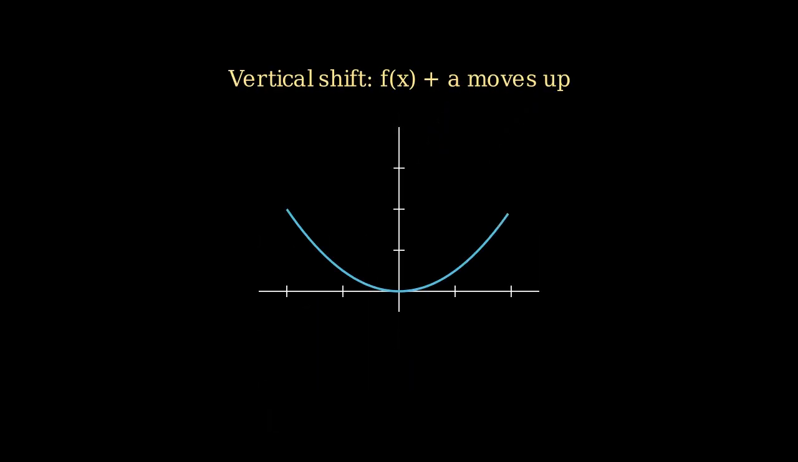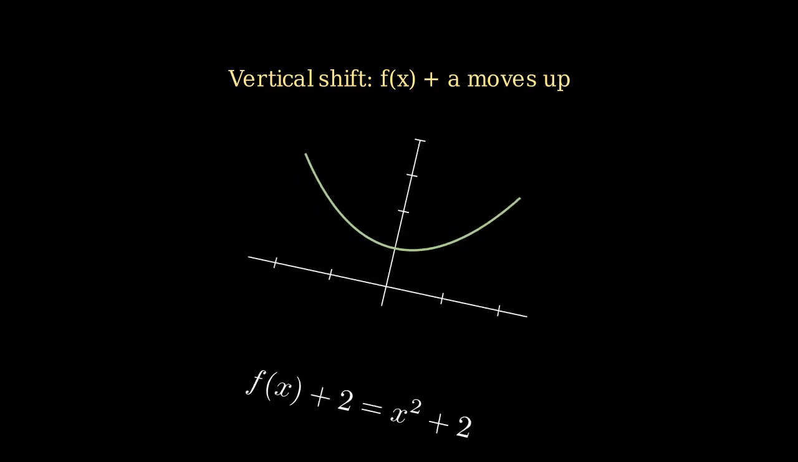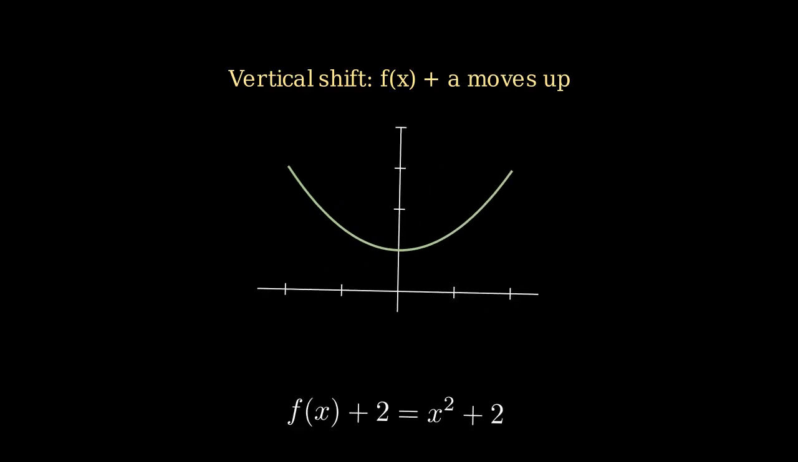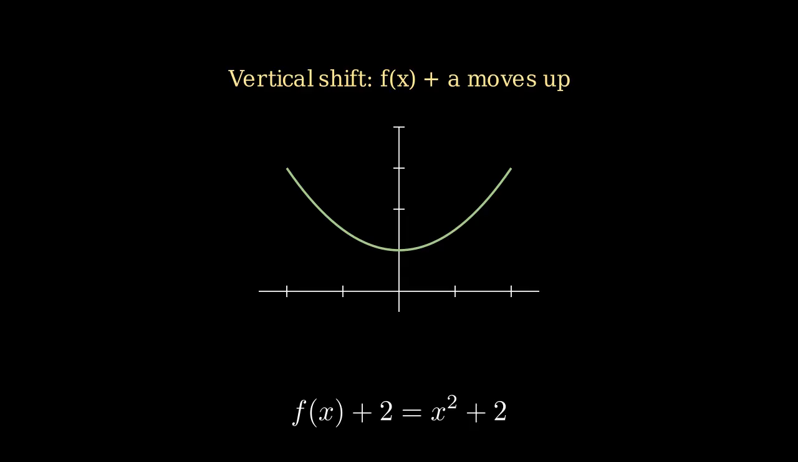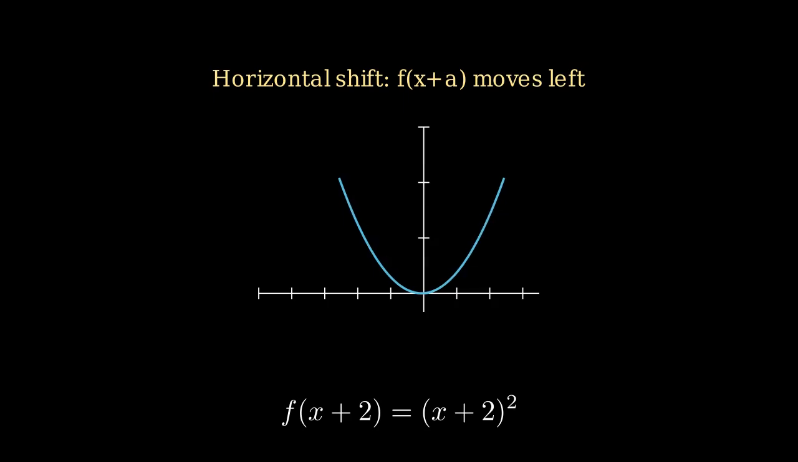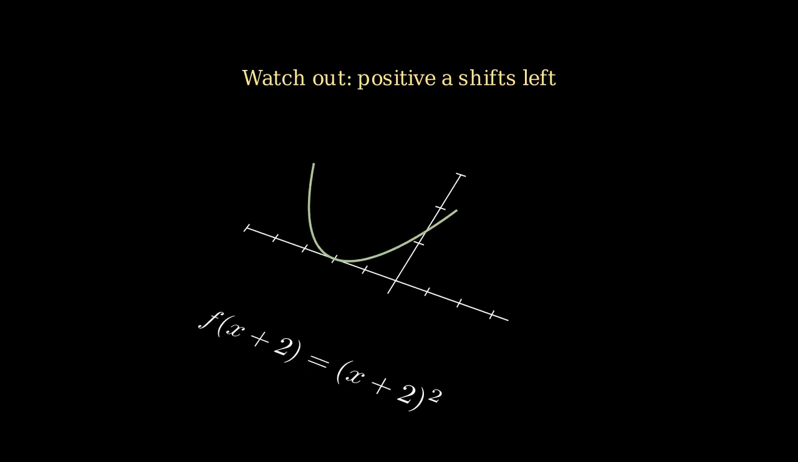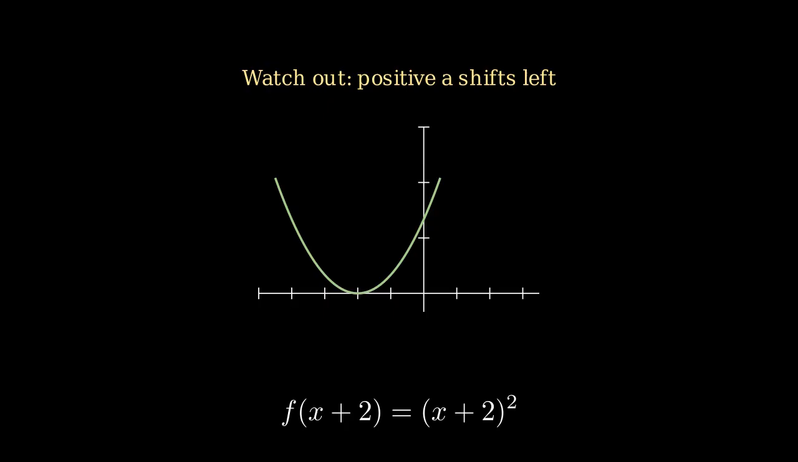Now the four basic transformations, using f(x) = x² as the starting curve in each case. First, f(x) + a is a vertical shift. Taking a = 2, f(x) + 2 = x² + 2, and the whole curve moves upward by 2 units. Next, f(x + a) is a horizontal shift. Taking a = 2, f(x + 2) = (x + 2)², and the curve moves left by 2 units. Watch out here, a positive number inside the bracket shifts the graph left, not right.